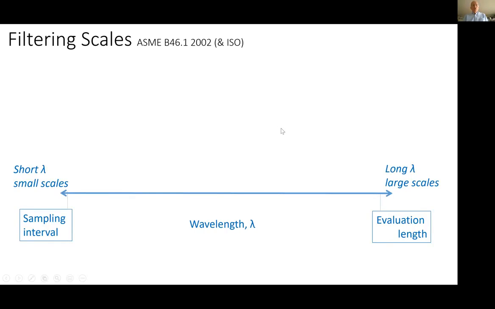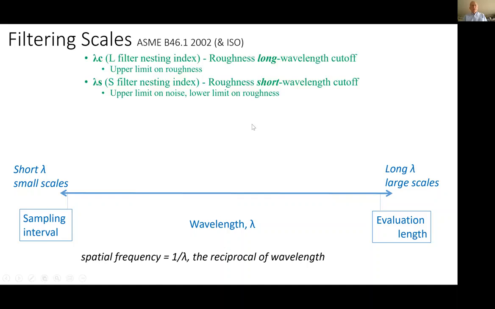Now, we do filtering, and this is part of the standards, and this is often in our sort of vocabulary. So we filter out typically two scales to get at the roughness, a larger scale and a small scale. So here might be the roughness on the full range of wavelengths in a surface measurement. So these finer scales, sometimes we call them noise.